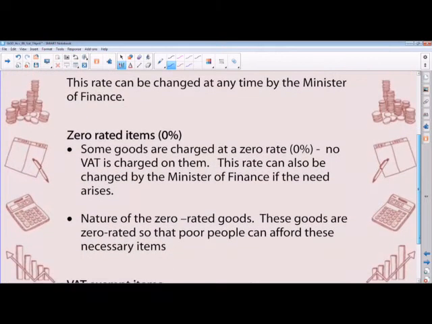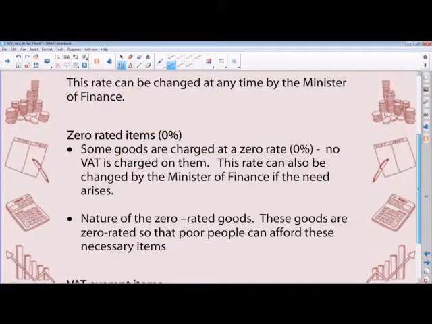But now we also have a 0-rated items group. Now again, the 0-rated items group is for those in need or the very poor, so that they buy items, but they are not charged any taxes on it so that they can use their money to the best of their ability. Now, some goods are charged at 0%, so there's no VAT on these items. This rate can also be changed by the Minister of Finance if the need arises.